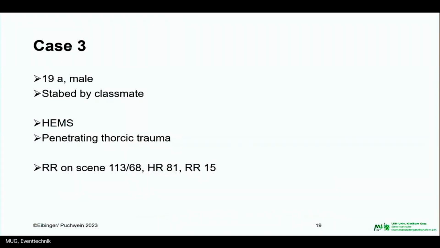The next thing, now we have a 19-year-old male patient. He was stabbed by his classmates. So that's a problem we see more and more often. Stab wounds are getting a bigger problem now, even in Austria. The patient was transported with helicopter. The announcement was penetrating thoracic trauma. If you take a look at these values, we have a blood pressure 113 to 68, heart rate 81, and the respiratory rate was around 15. So the patient isn't in so bad condition.